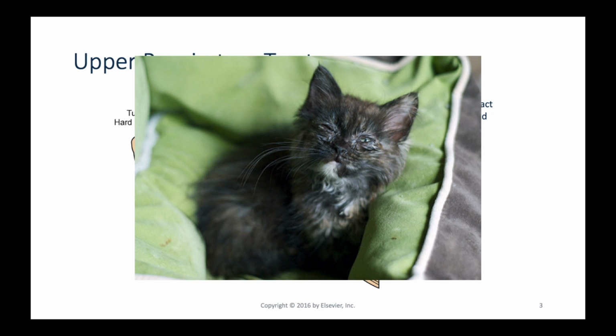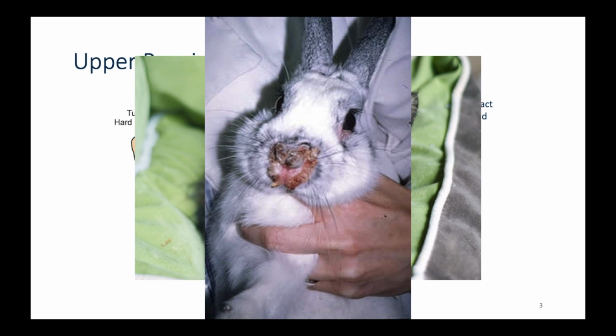Upper respiratory tract is a common area for animals to have infections, so kittens and cats in general often get viral upper respiratory tract infections. Viral diseases such as herpes, to a degree calicivirus, can cause this accumulation of mucopurulent discharge in their nose and around their eyes. Rabbits are also common offenders. Rabbits commonly get upper respiratory tract infections as well, but theirs tend to be bacterial or fungal based as opposed to viral.